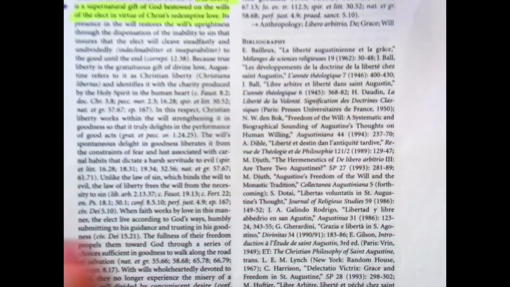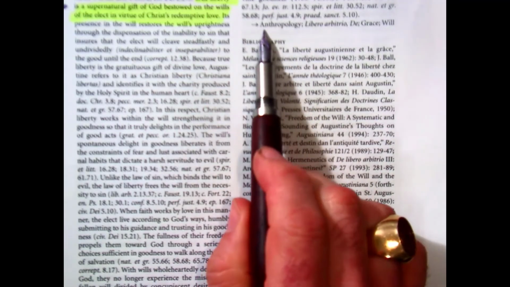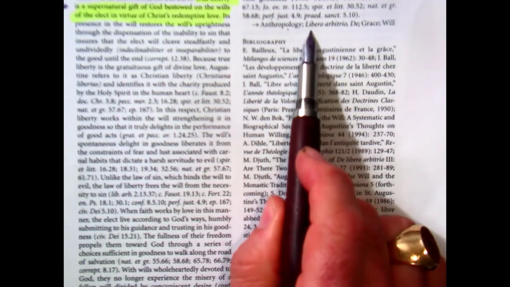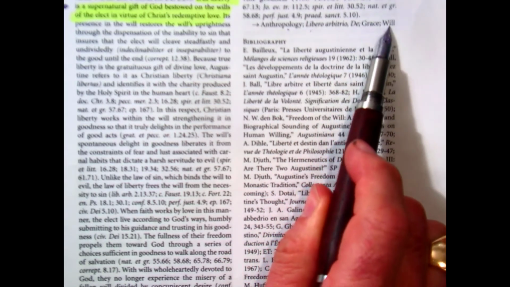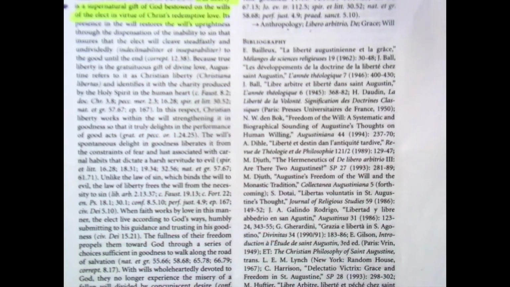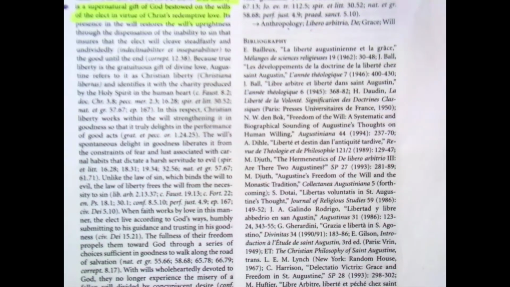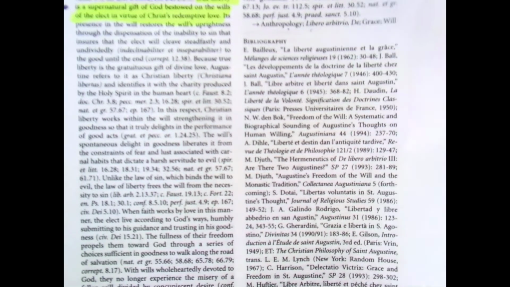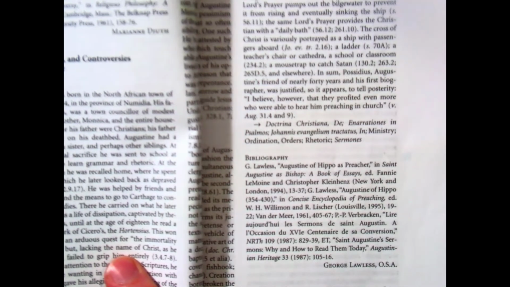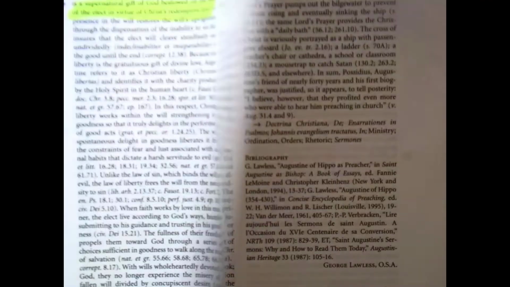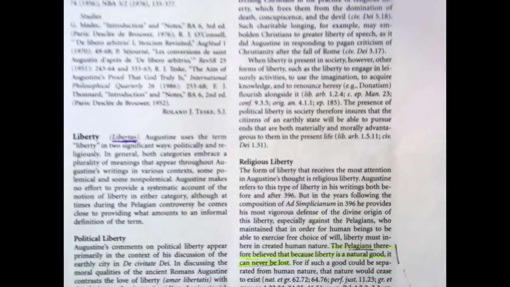It's like you've read the 5 pages on liberty. Now you should go read the entry on anthropology. You should read the entry on the text De libero arbitrio, and you should read the entries on grace and will. And so this gives you a lot of powerful information all stacked up together. And if you were looking to research, this would be a great way to start your research. Again, the bibliography continues on to the next page, and then we get the name of the author who wrote this little entry.